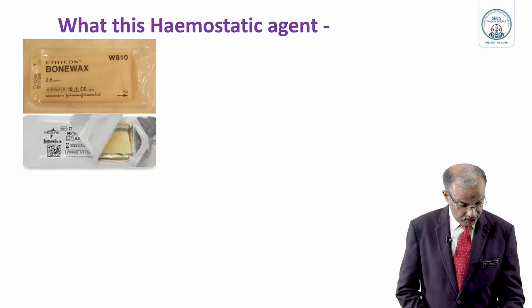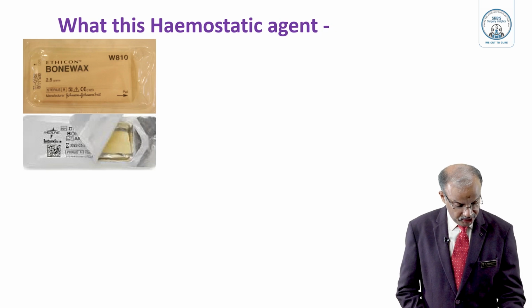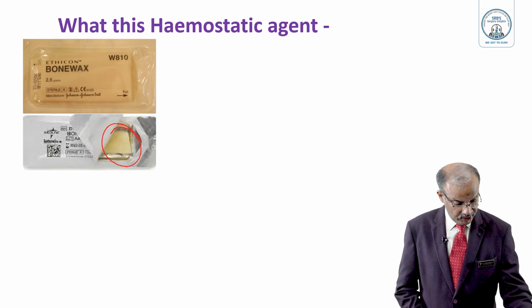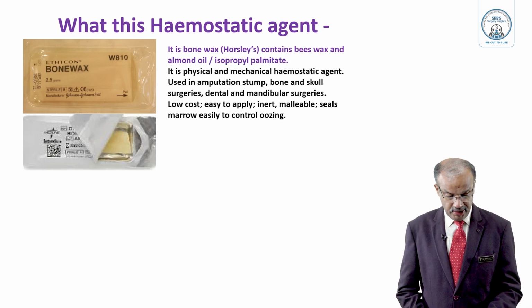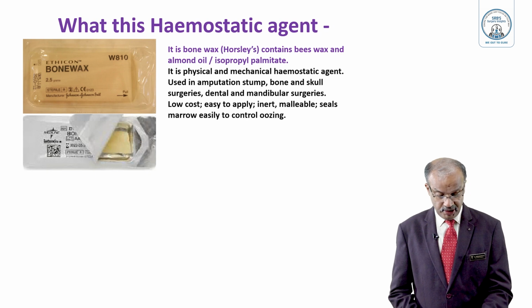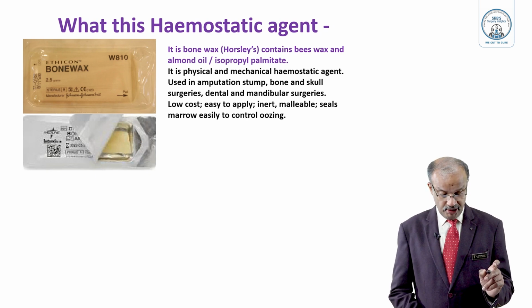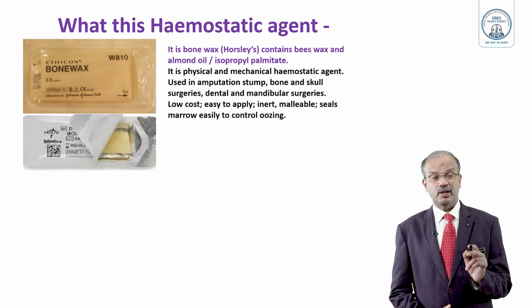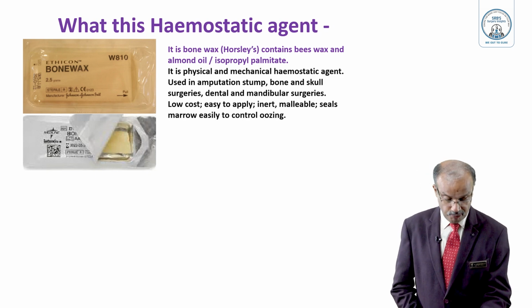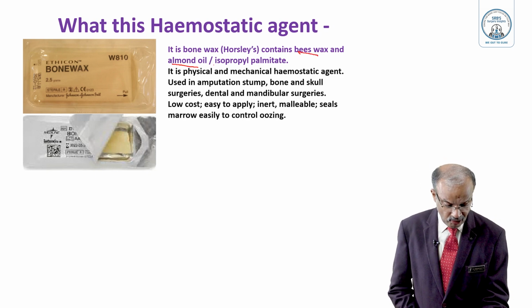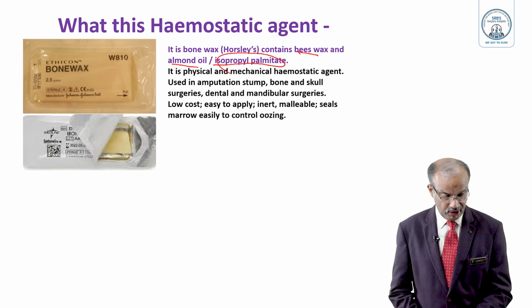So wherever bone is involved, to prevent the oozing and seal the oozing from the bone marrow, this is used. See that, bone wax. This is how exactly it looks like. And what is the content? It is otherwise called Horsley's bone wax. It contains beeswax in almond oil, or isopropyl palmitate as a preservative. Beeswax with almond oil, or in many, isopropyl palmitate as a content.